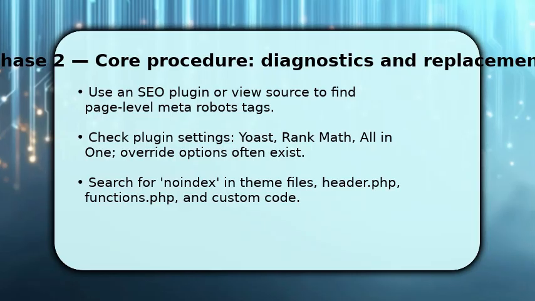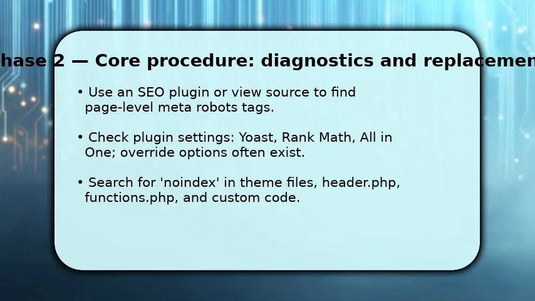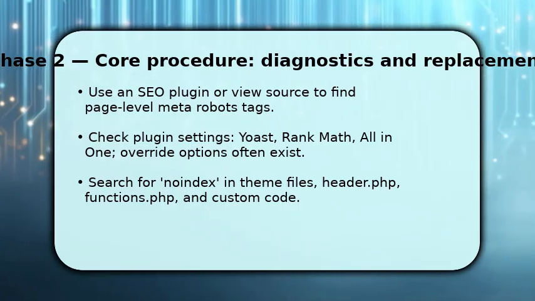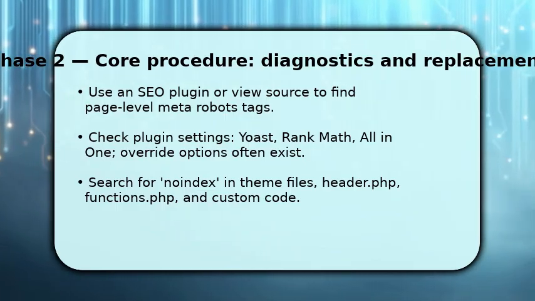Now you audit pages and plugins to locate the explicit noindex. Use your SEO plugin or view page source to find meta robots at the page or post level. If present, edit the post settings to remove noindex.